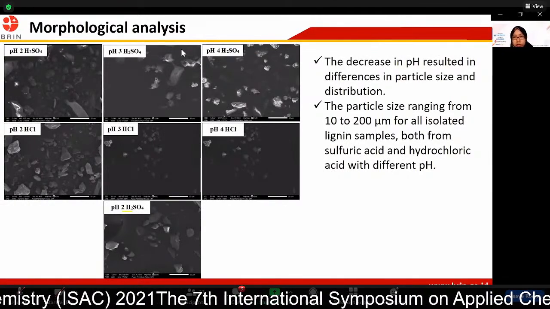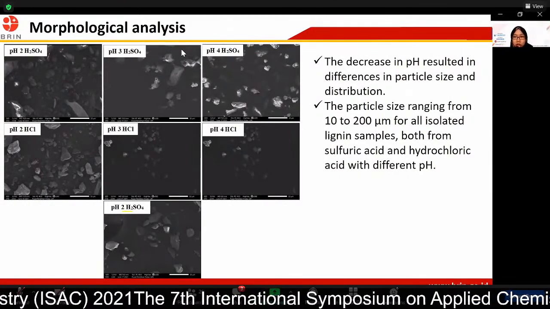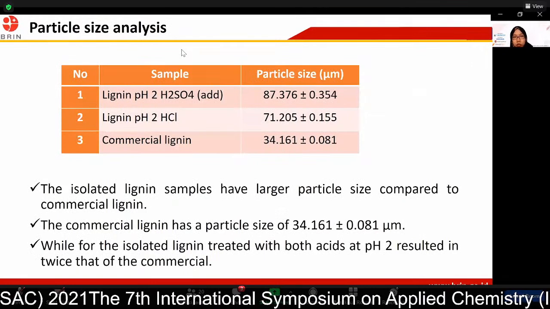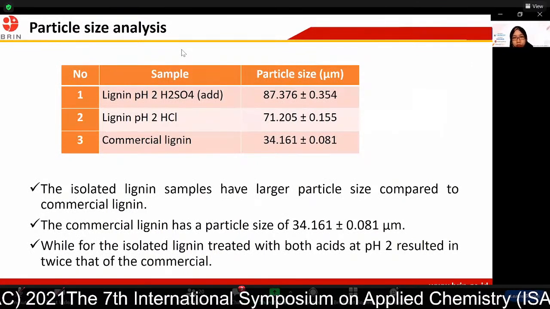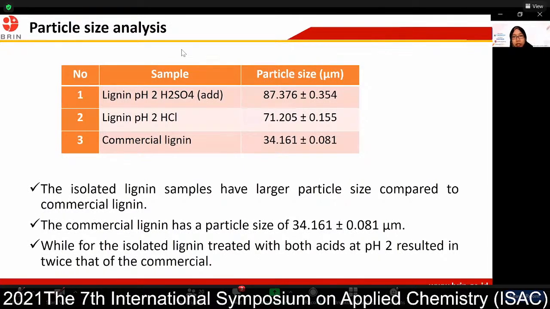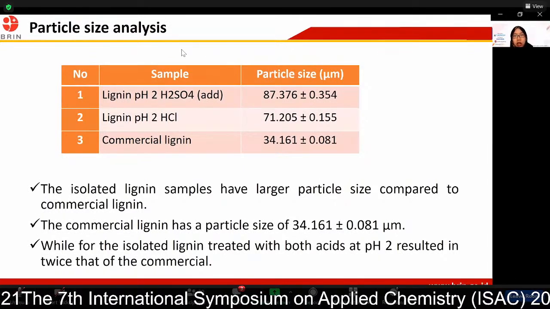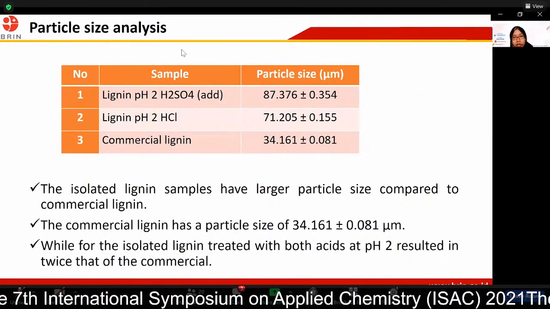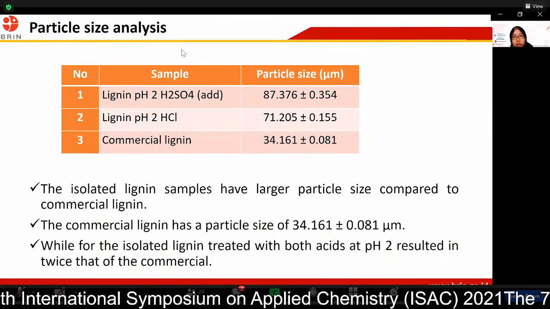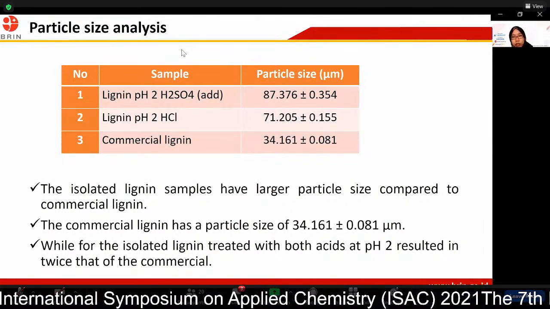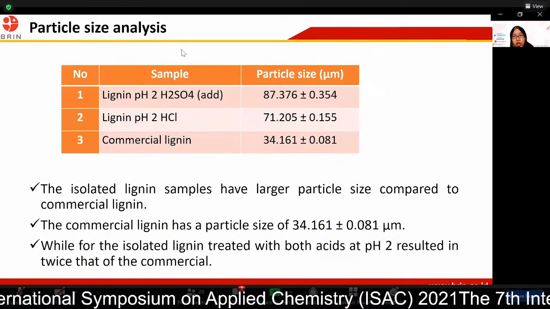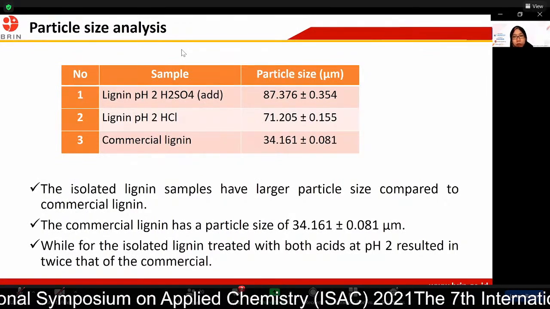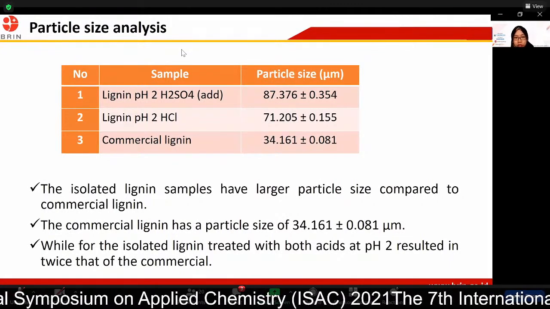So the distribution will vary for both sulfuric acid and hydrochloric acid at different pH. And here is the particle size analysis, in which the highest lignin content, that is lignin with pH 2 in sulfuric acid, and also lignin with pH 2 from hydrochloric acid, both resulted in a particle size twice that of the commercial lignin. So the technical lignin has a larger particle size compared to commercial lignin.